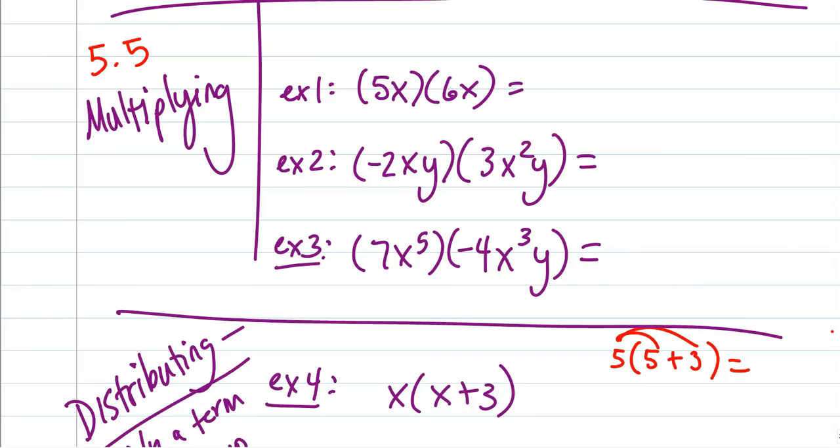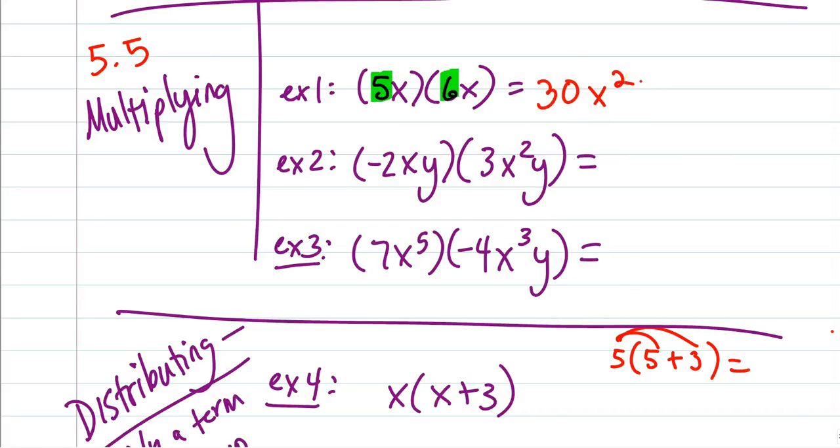So for section 5.5, we're going to be multiplying different polynomials together. I'm going to start off with what should be a review of just multiplying, and then we're going to expand it to multiplying polynomials. If we had 5x times 6x, we should be comfortable with the rules. We multiply the 5 with the 6 and get 30. And then x times x is x squared.